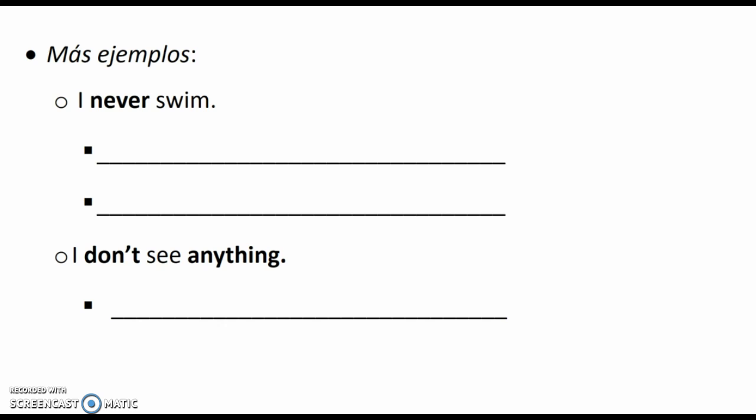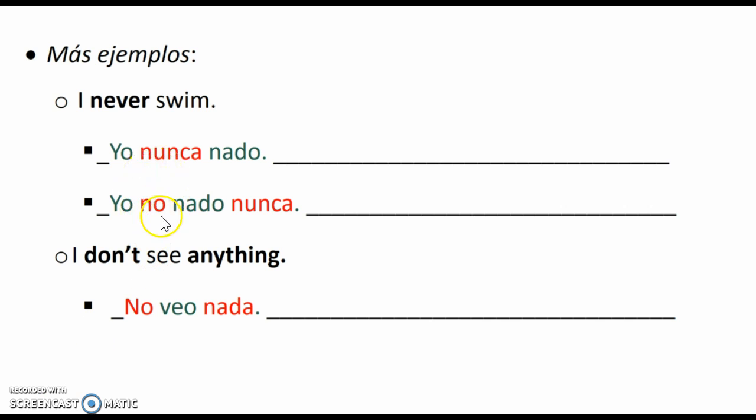Yo no. So to make a double negative, we always start with the negative form of the negative word no. Yo no nado nunca. So the nunca is followed by the verb. What we can't do is eliminate the word no if we're going to have the word nunca followed by the verb. So either the word nunca comes before the verb or after the verb as a double negative. I don't see anything. So again, we could write this as a double negative. No veo nada.